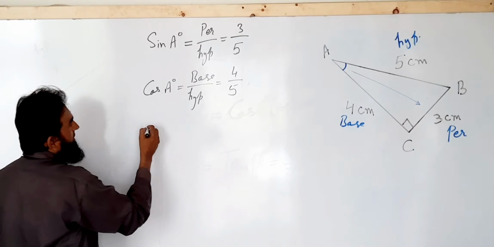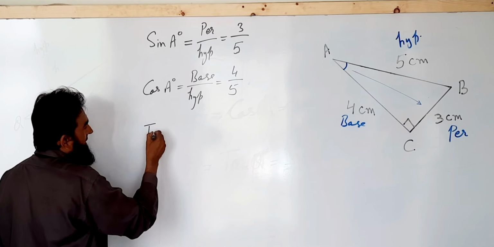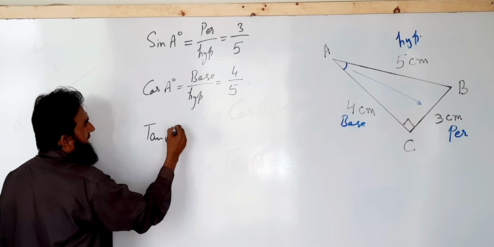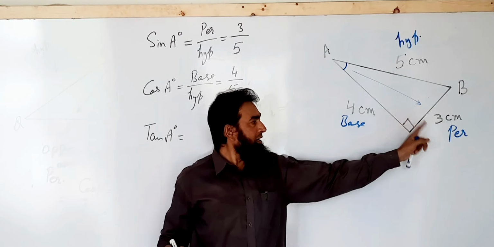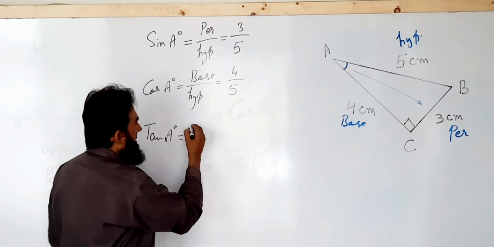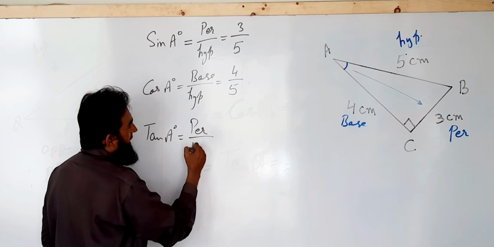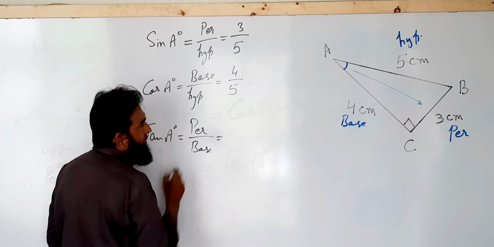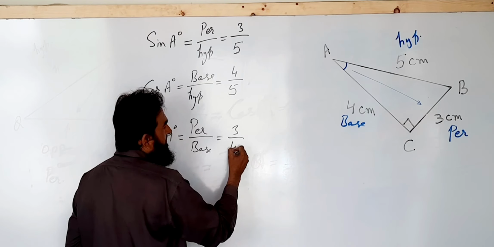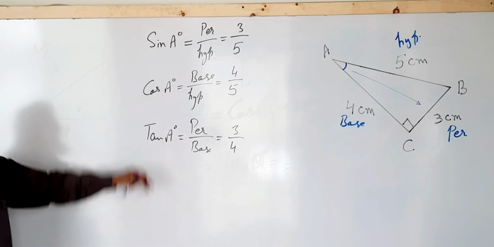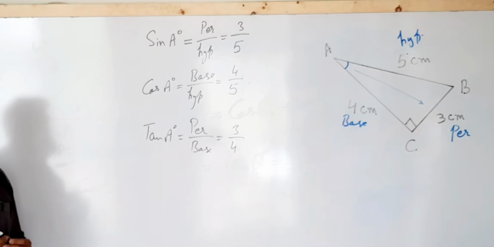In the same way, if somebody asks you to write down the tangent of angle A, tangent is the ratio of perpendicular over base. So the perpendicular in this case is 3 and the base is 4. So here are the three trigonometric ratios.